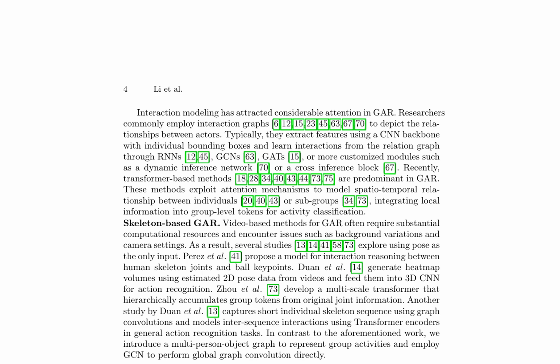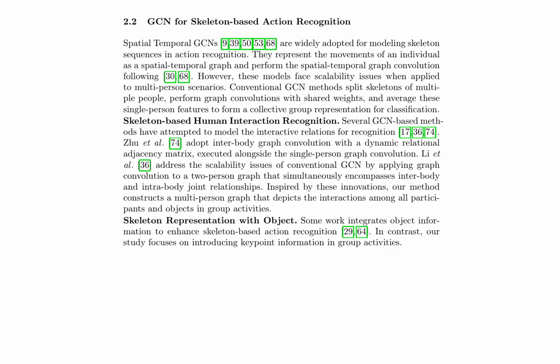The authors discuss various approaches to modeling interactions within group activities, including the use of graphs, RNNs, GCNs, and transformers. They emphasize the scalability issues of conventional GCN methods when applied to multi-person scenarios and the innovations of recent GCN-based methods in modeling interactive relations for recognition.